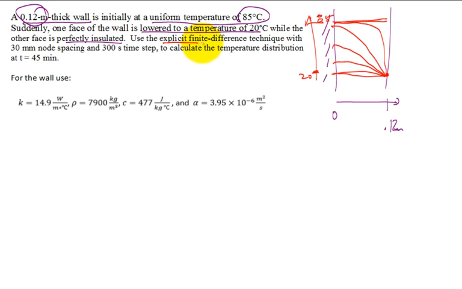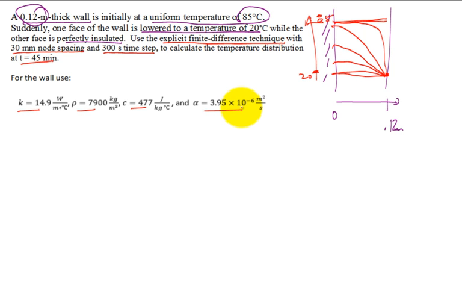Using the explicit finite difference technique with a 30 millimeter node spacing and a 300-second time step, calculate the temperature distribution after a time of 45 minutes. And for the wall, use this value of K, rho, C, and alpha.